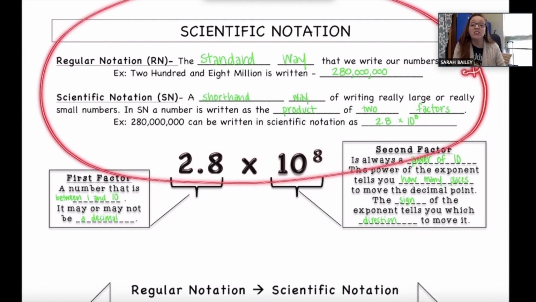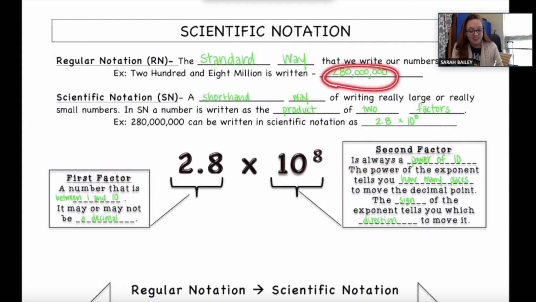Regular notation is the standard way that we write our numbers. For example, 208 million is written like this. Make sure you include the commas. Scientific notation is defined as a shorthand way of writing really large or really small numbers.